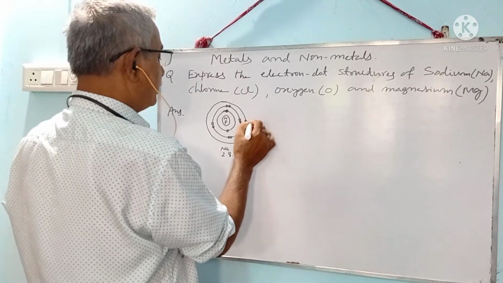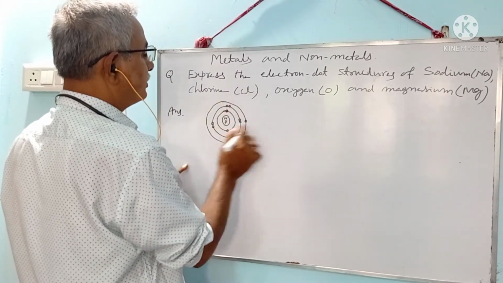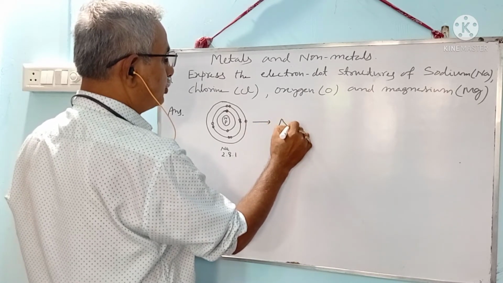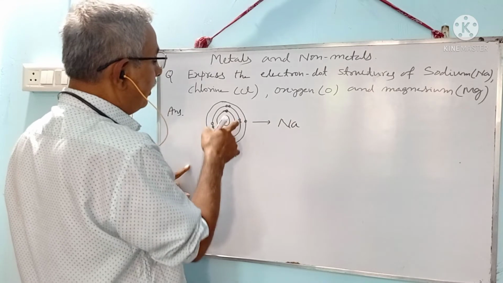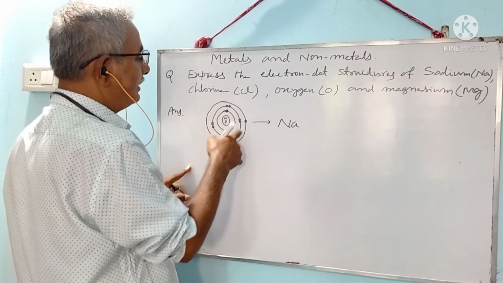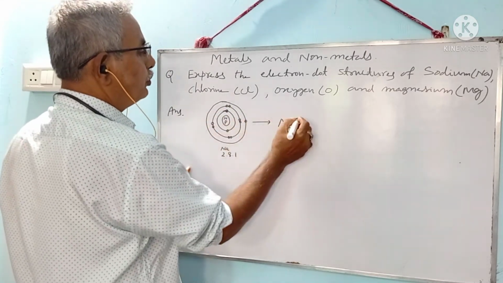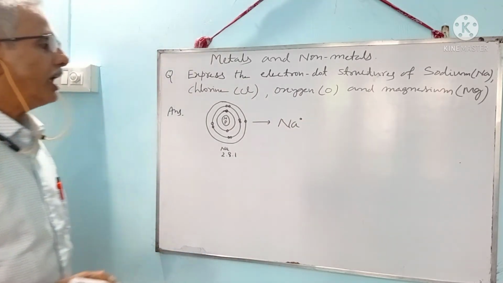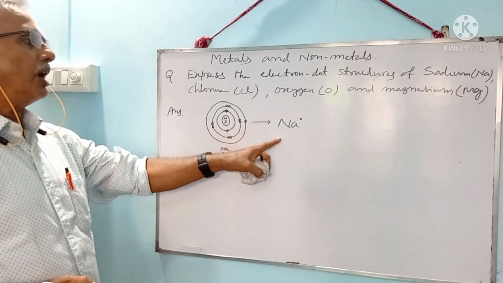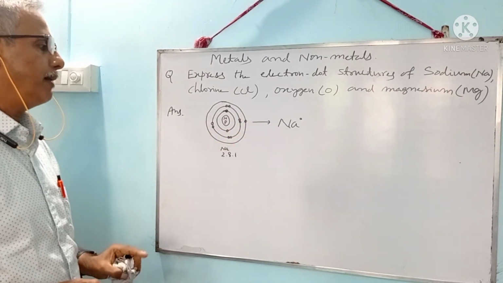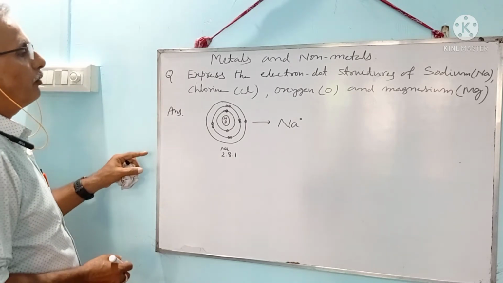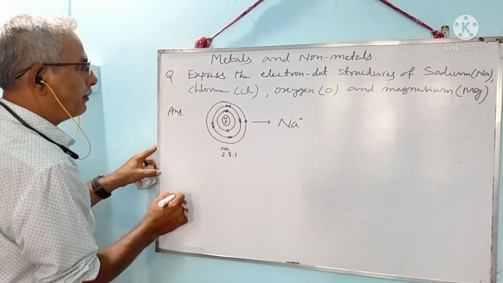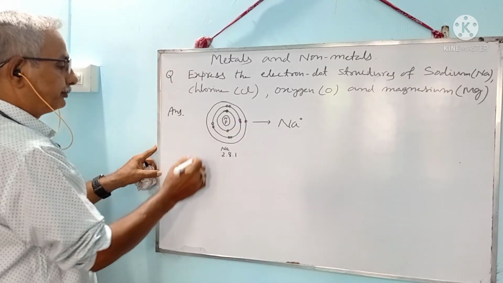Now, so it is the atomic structure. Now you write here sodium, and the last valence electron is what? 1. So you have to mention it like that. This is the electron dot structure of sodium. Like that you have to write. Here the electron dot structure of sodium you have written.